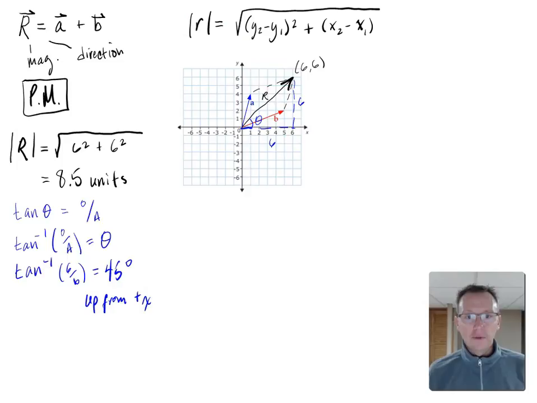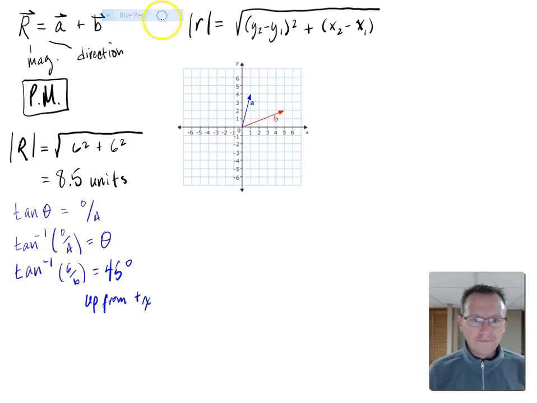I'm going to erase some of this so I can talk very quickly about the other method. That other method is the component method. I think the component method is much more applicable and much easier to use. So bear with me here for a second. Okay, let's look at vector A.